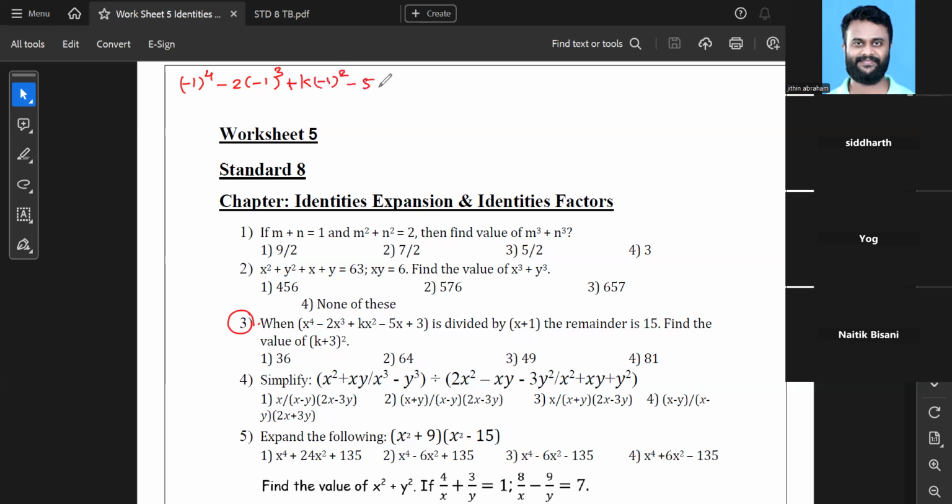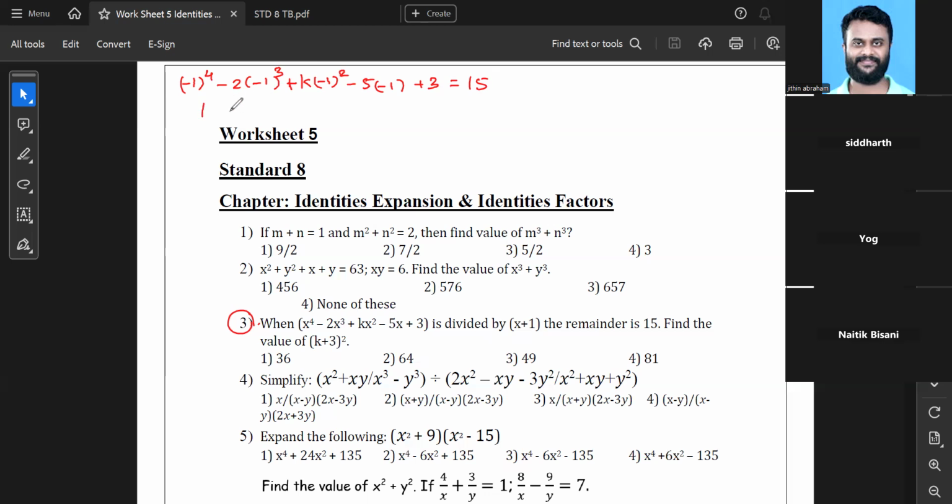Then minus 5 into minus 1 plus 3. Equals 15. Then I solve to find k. Correct? Yes. Let me see.